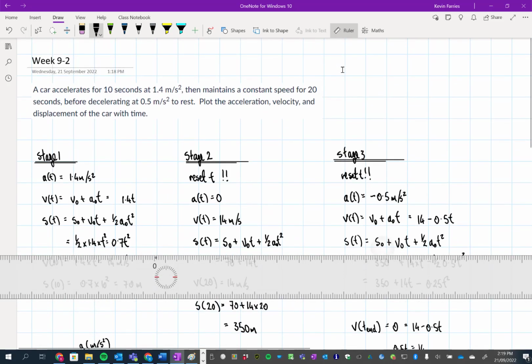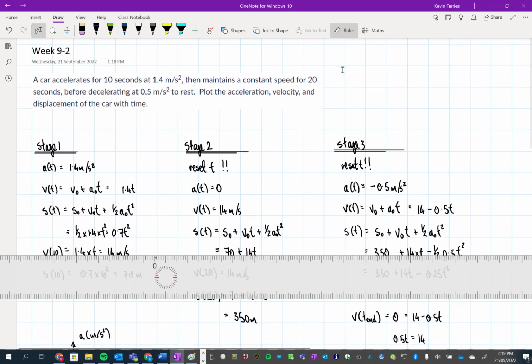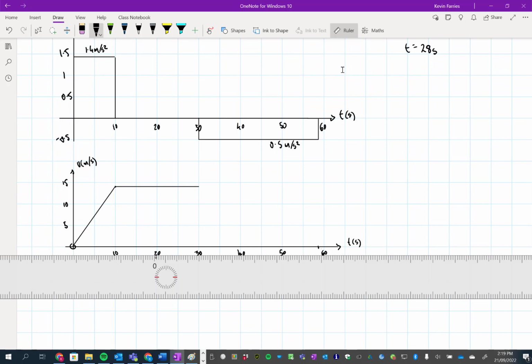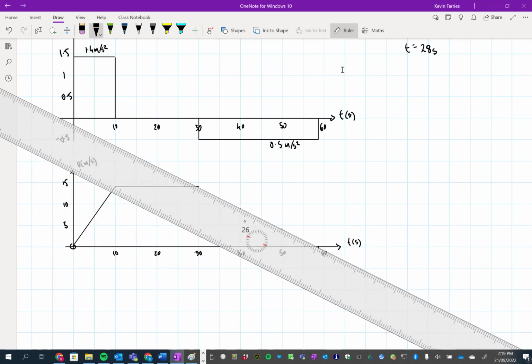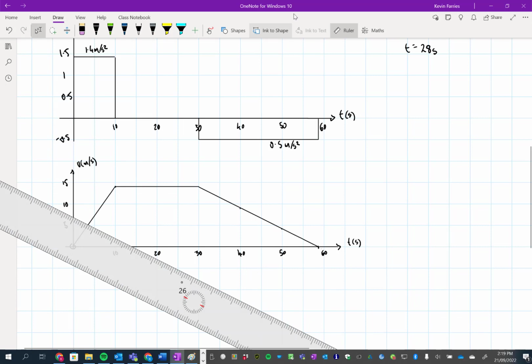So it's decelerating at 0.5 meters per second squared. So every 10 seconds the velocity is going to drop by 5 meters per second. And so you can imagine that it would be like this: drop 5, drop 5. And so it's a nice straight line, and it's going to get down to 0 by the time it gets to 58 seconds, which is what we calculated above. And so the velocity profile is going to look like that.